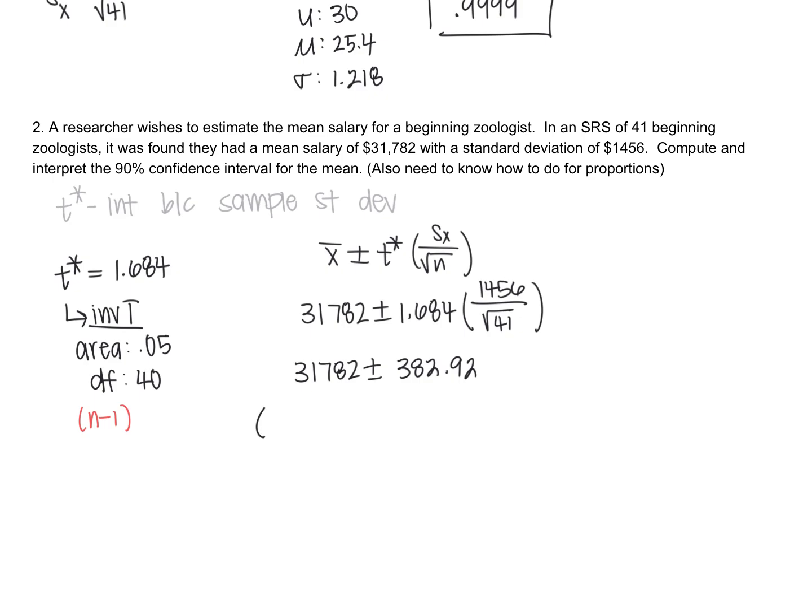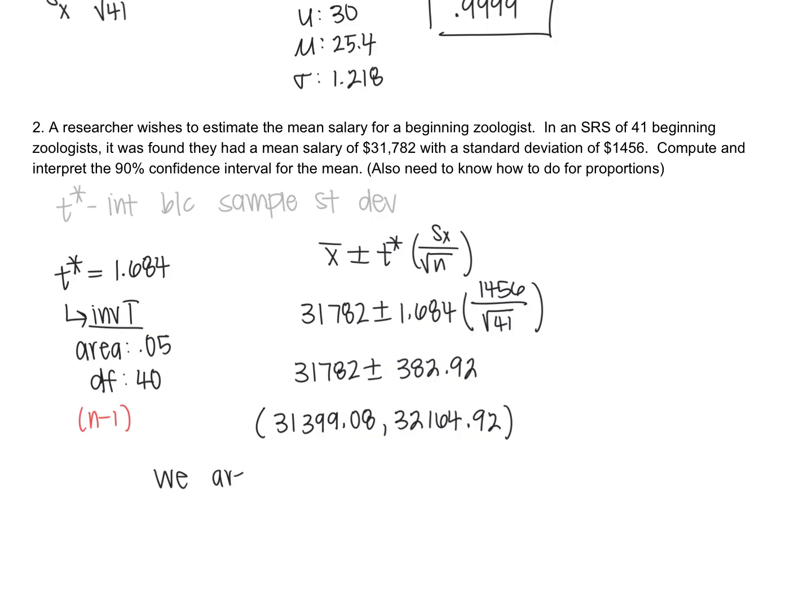When you write the confidence interval itself, the smaller number has to come first, the bigger number comes second. So the subtraction comes first, addition comes second. So when we subtract, we get 31,399.08, and we add, we get 32,164.92. And the last step is to write the sentence.